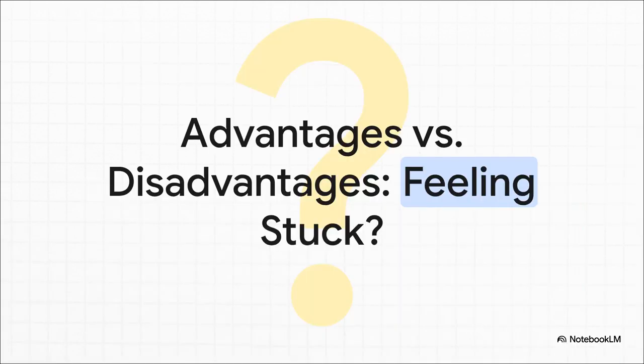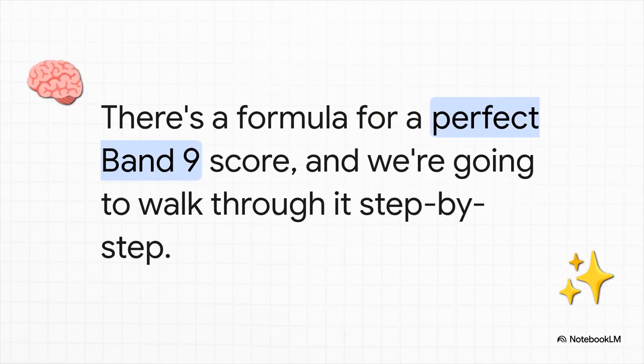Does this feel a little too familiar? That moment of panic when you're trying to brainstorm, weigh all the pros and cons, and somehow build a logical argument, all while that clock is just ticking away? How do you even balance both sides without sounding confused? Where do you start? Well, here's the secret. There is a blueprint, a really clear, repeatable formula that top-scoring students use to build a perfect essay every single time. And today, we're going to walk through that exact formula step by step.